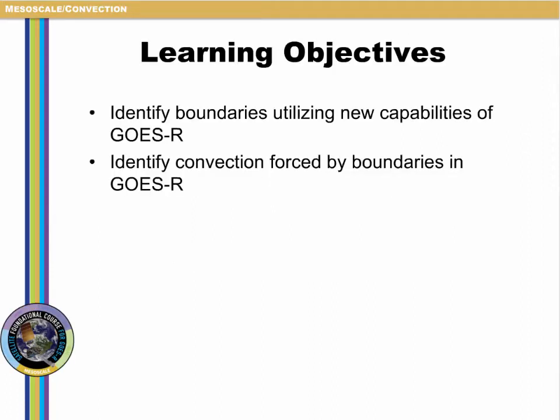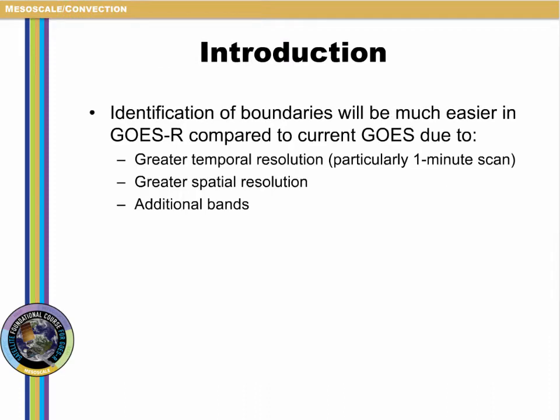Our learning objectives include how to identify boundaries utilizing new capabilities of GOES-R, and identifying convection forced by boundaries in GOES-R. Identification of boundaries will be much easier with GOES-R compared to the current GOES due to greater temporal resolution, particularly with 1-minute imagery. Also greater spatial resolution and to a lesser extent additional bands as well.